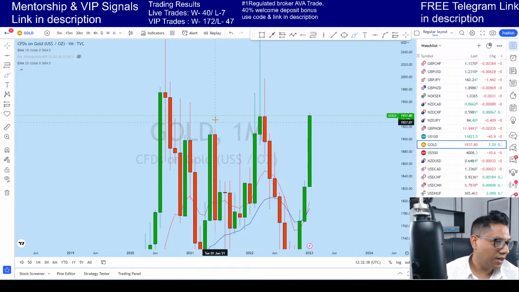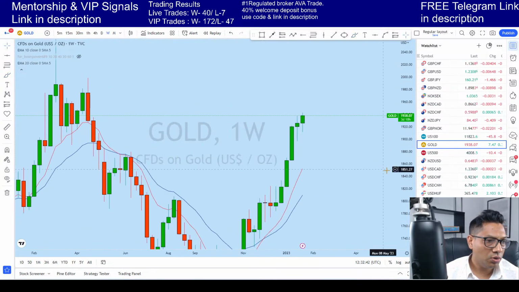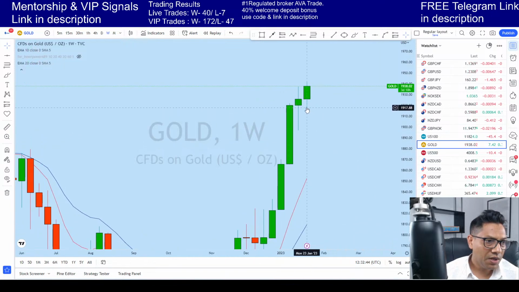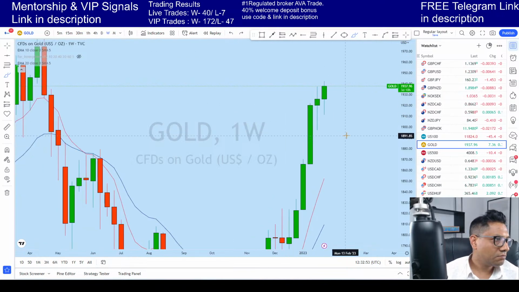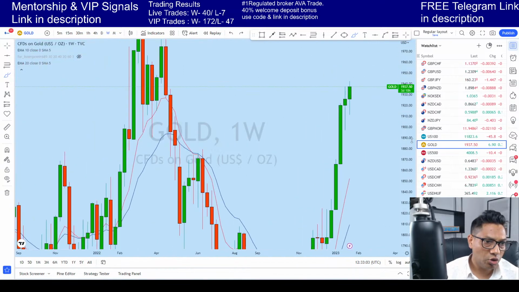If we look at the weekly time frame on gold, from the weekly perspective there was a long doji previous week that has a long wick at the bottom. What we see is that gold, from this support zone on the weekly perspective, has seen a very strong bounce in this instrument.